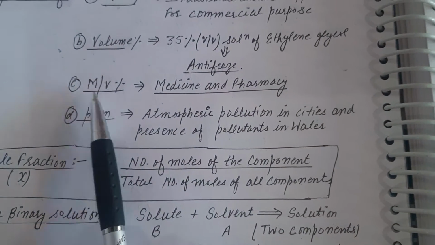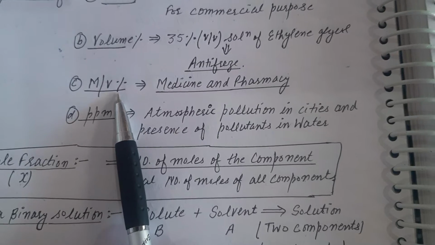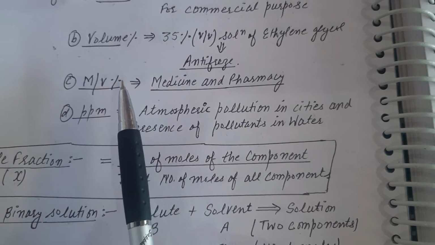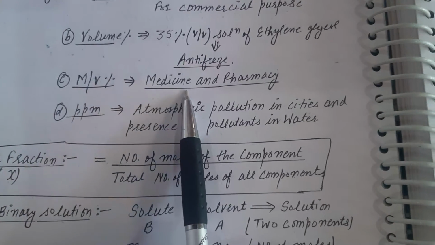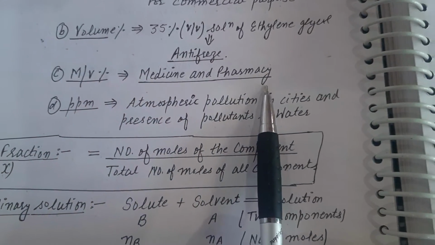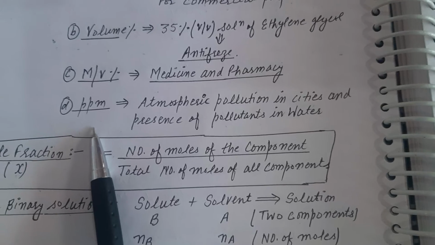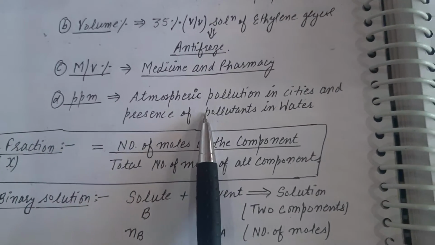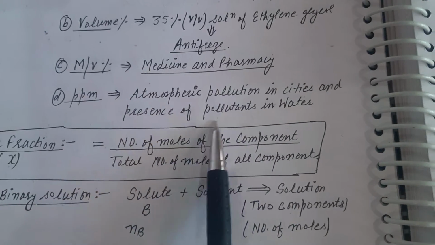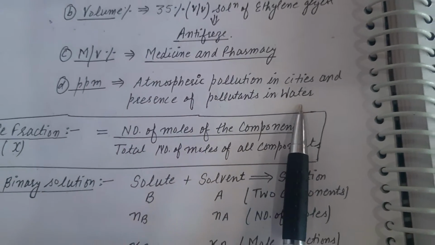Next importance, mass by volume percentage. This expression of concentration is used in medicines and pharmacy, and the ppm, parts per million, is used in atmospheric pollution in cities and the presence of pollutants in water.